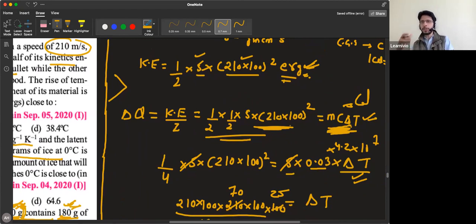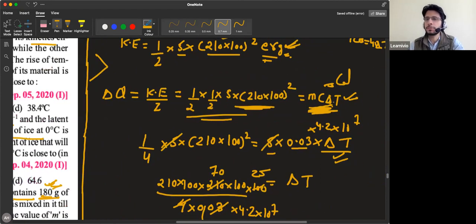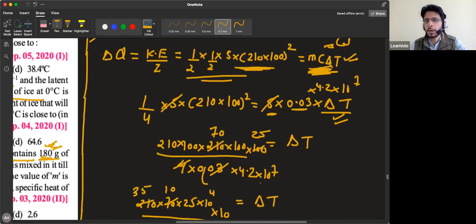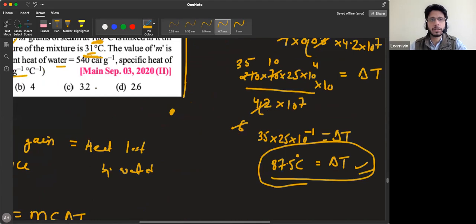And if you have heat, you can calculate the change in temperature, which is mc delta T. So this is mass into specific heat into delta T. So what you can do is 1 by 4 into 5 into this square. The mass of the bullet is 5 gram. The specific heat is 0.03 into change in temperature. So from here, you can calculate the change in temperature comes out to be 87.5. So yes, Adriel was correct, 87.5.